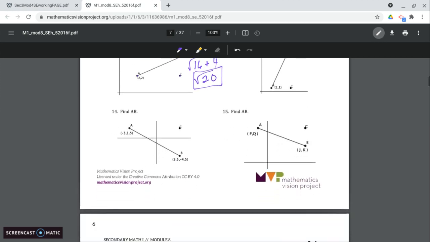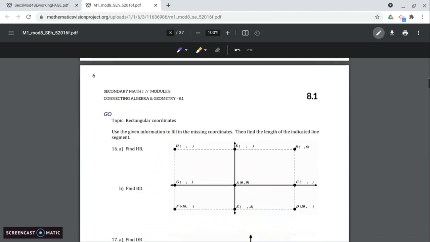Now, on 15, they make it a little confusing. They give it all just letters for your points. All that means is you're plugging them into the distance formula. So d equals the square root of your x values. And it doesn't matter if you do your y values first or your x values because everything's getting added together. So we'll do k minus q, squared, plus j minus p, squared. And that is our distance. If we knew what those values were, we could solve.